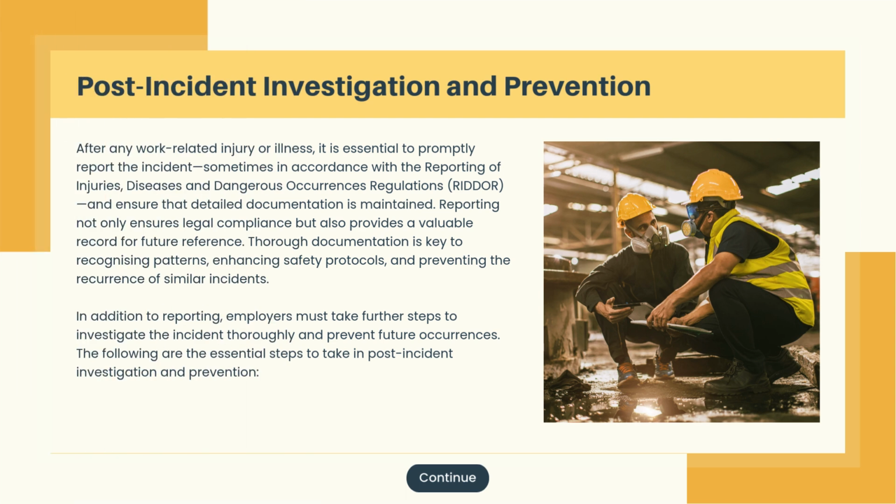Post-incident investigation and prevention. After any work-related injury or illness, it is essential to promptly report the incident, where required in accordance with the Reporting of Injuries, Diseases and Dangerous Occurrences Regulations, RIDDOR, and ensure that detailed documentation is maintained. Reporting not only ensures legal compliance, but also provides a valuable record for future reference. Thorough documentation is key to recognizing patterns, enhancing safety protocols, and preventing the recurrence of similar incidents.